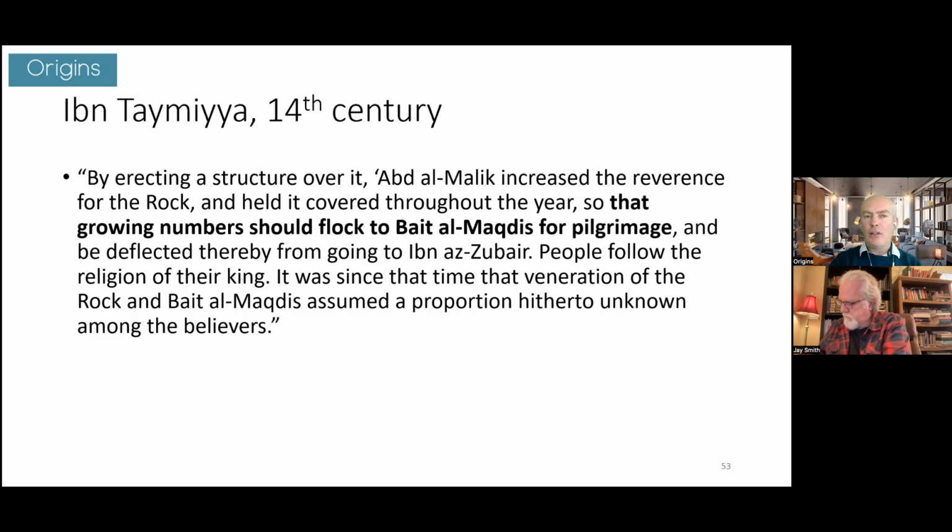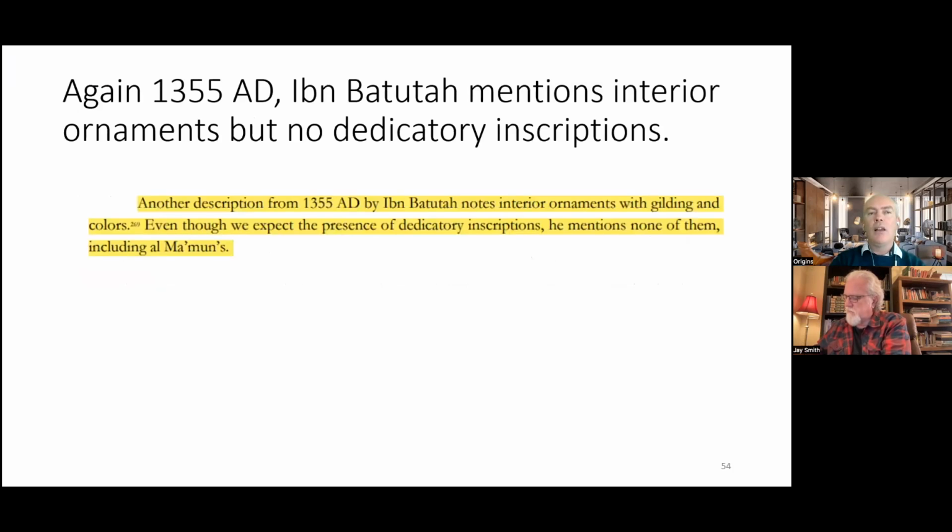There's confusion about who built the Dome of the Rock. And then all of a sudden, matter-of-factly, Ibn Taymiyyah says, no, it was Abd al Malik that built the Dome of the Rock, not Umar. So this doesn't add up. There's something fishy in all of this, I would suggest. Why did people think it was Umar up to this point? And then suddenly he's suggesting now this Abd al Malik. I think this is a narrative that's been concocted to explain the origin of the building that's there. Again, in 1355, Ibn Battuta mentions interior ornaments, but no dedicatory inscriptions. So we're talking 14th century.